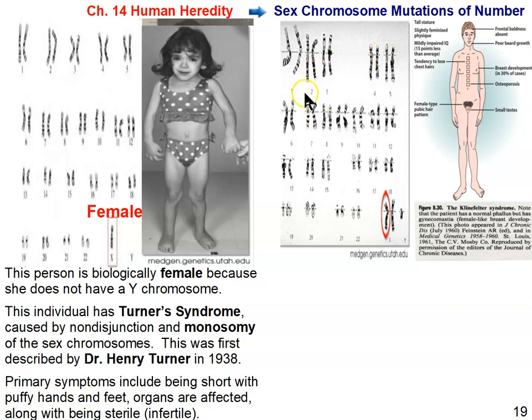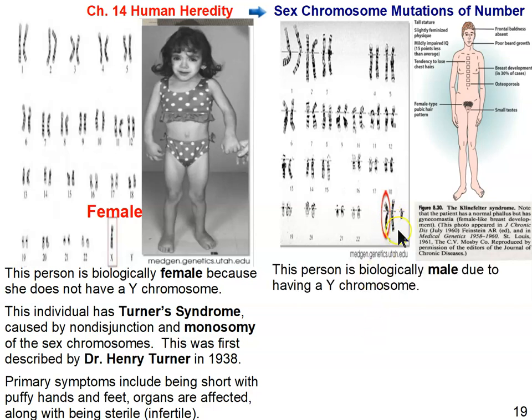If we analyze the karyotype of this individual, we will note that they have two X chromosomes along with a Y chromosome. So biologically, this is a male, because the Y chromosome is what's responsible for causing a male to develop into a male. But there's an extra X chromosome here due to non-disjunction. So this is an example of trisomy.